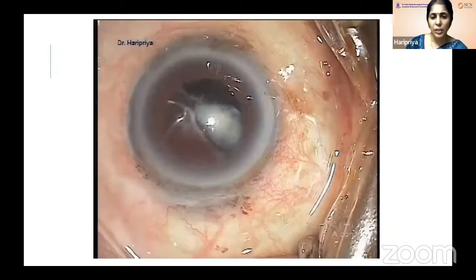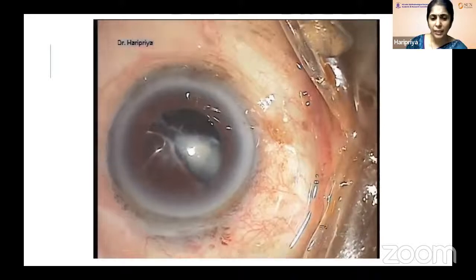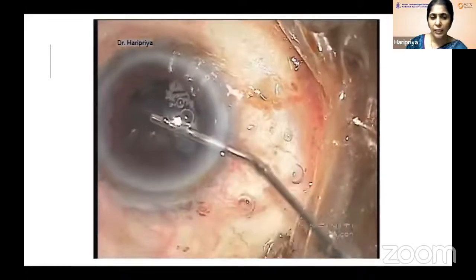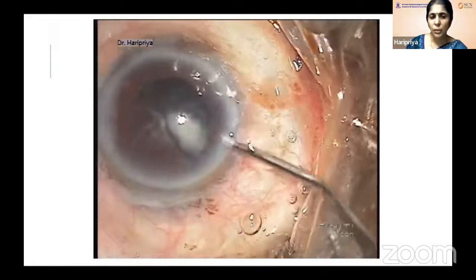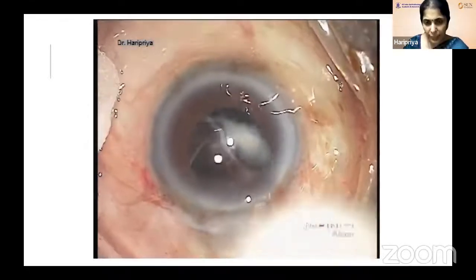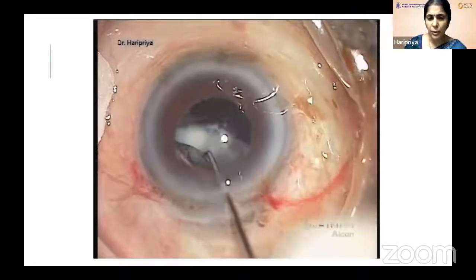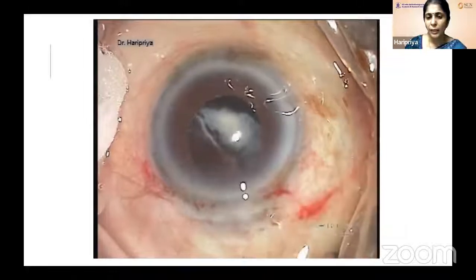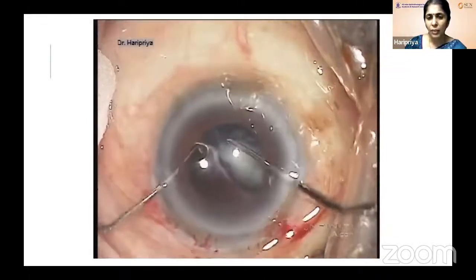Moving on to patients with IOL decentration. So this is a patient again with pseudoexfoliation. A couple of years later, the patient comes with an IOL decentration with a Soemmering's ring. And the capsular bag is also loose here. The IOL is not in the capsular bag, and there's a lot of lens matter here.